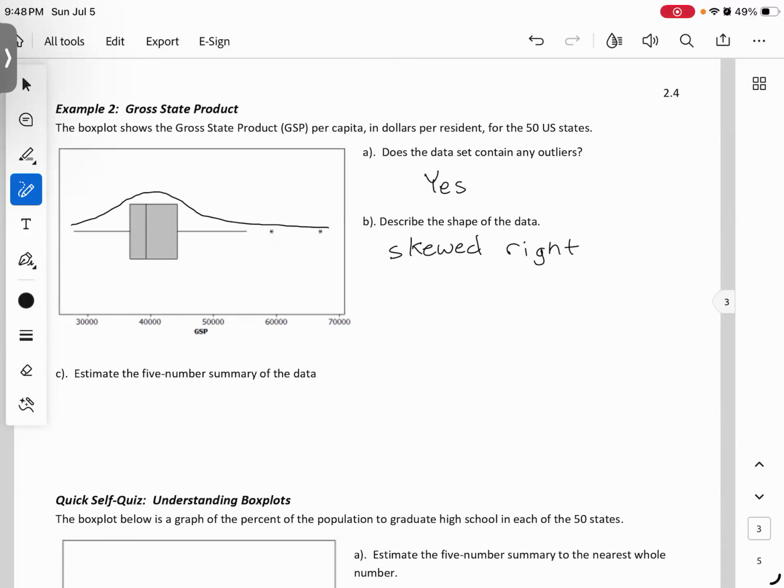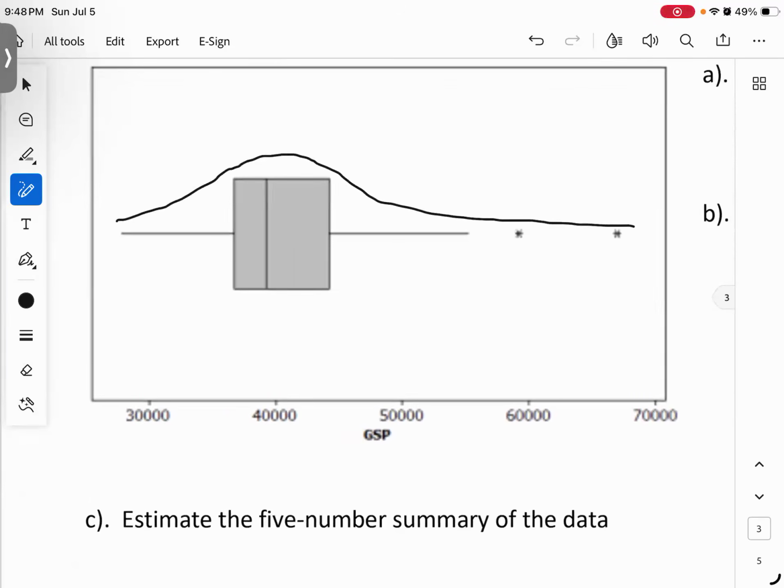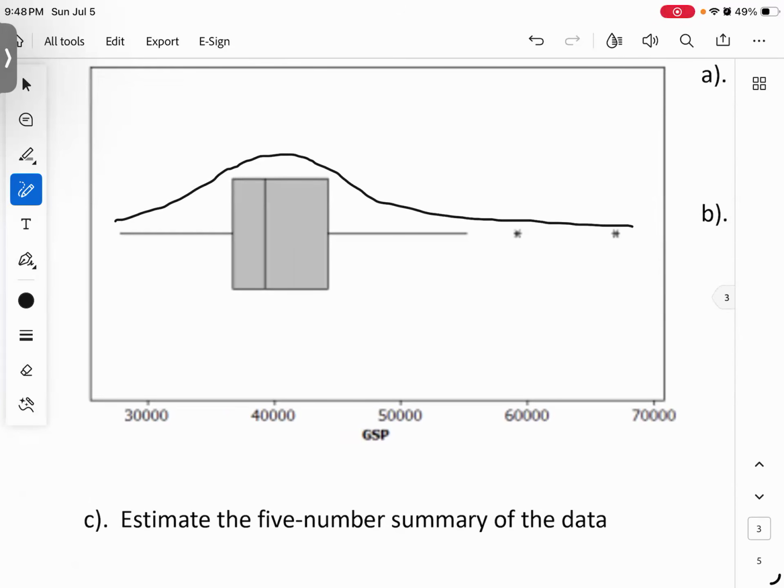Then the only other thing to do with this is it's asking us to estimate the 5 number summary. And again, this is just to recap what we talked about a moment ago. These three are your Q1, median, and your Q3. Again, just estimate those: 37,000, 39,000, and maybe 44,000. And the context of this is the gross state product for all of the 50 United States.